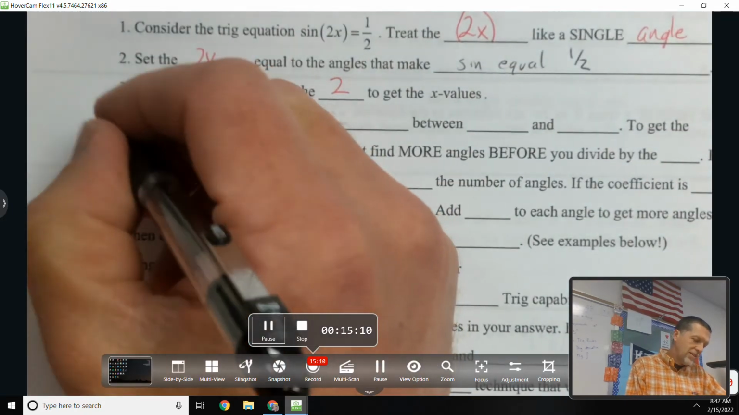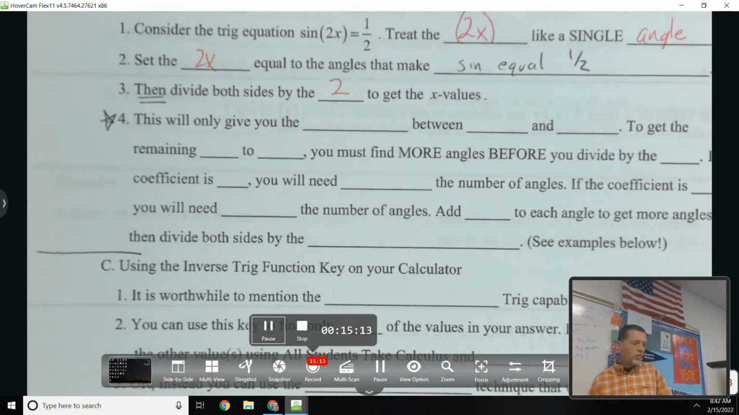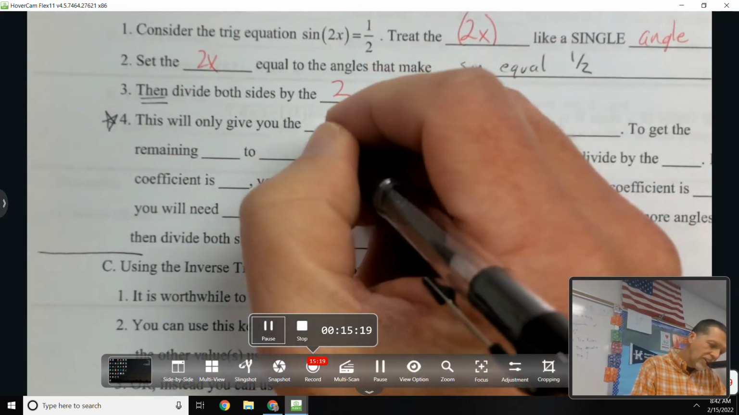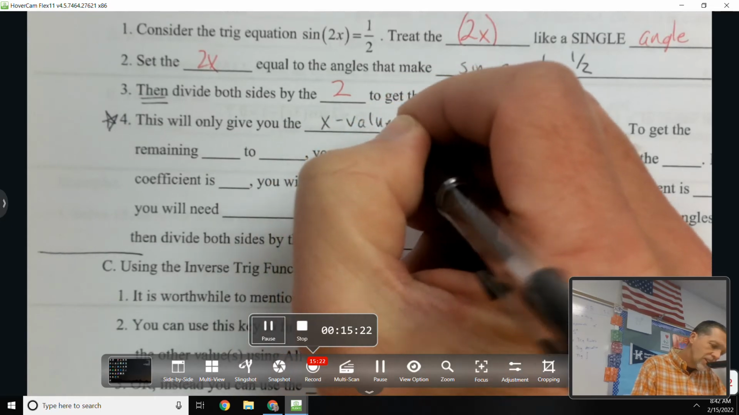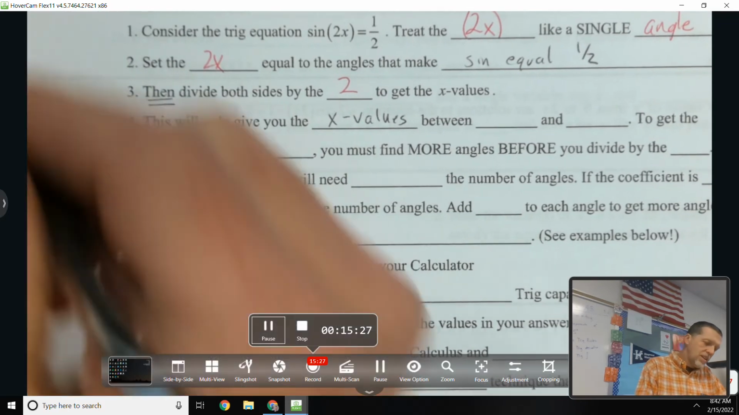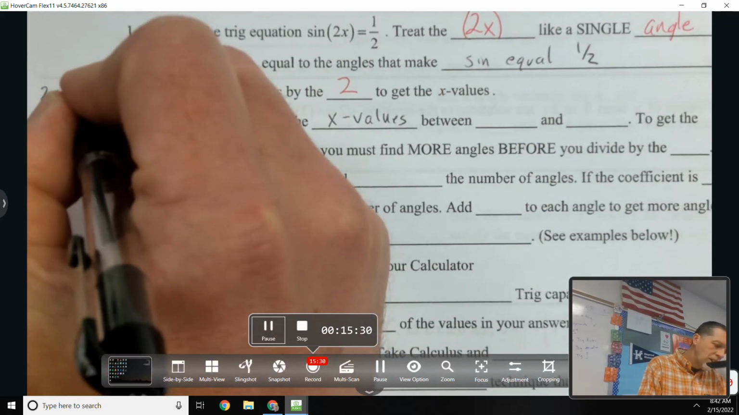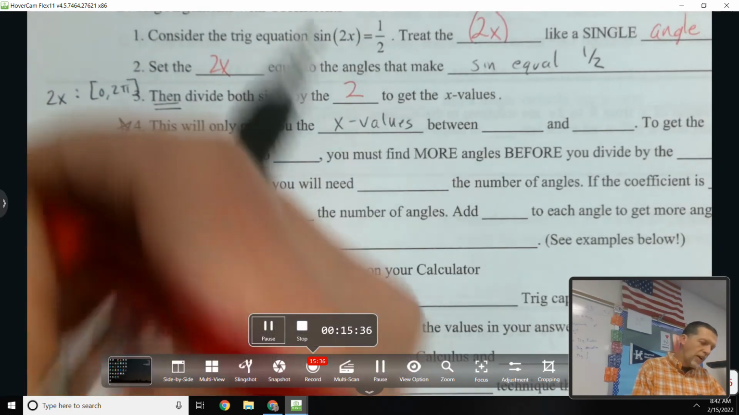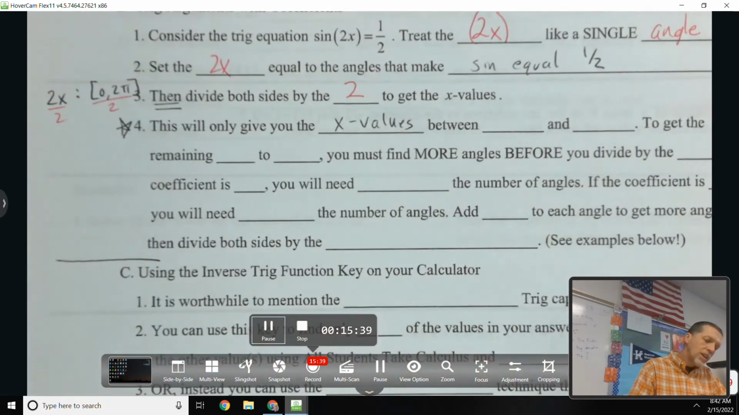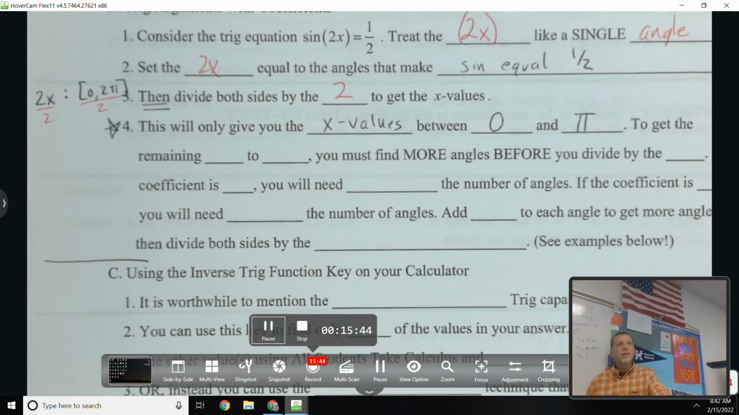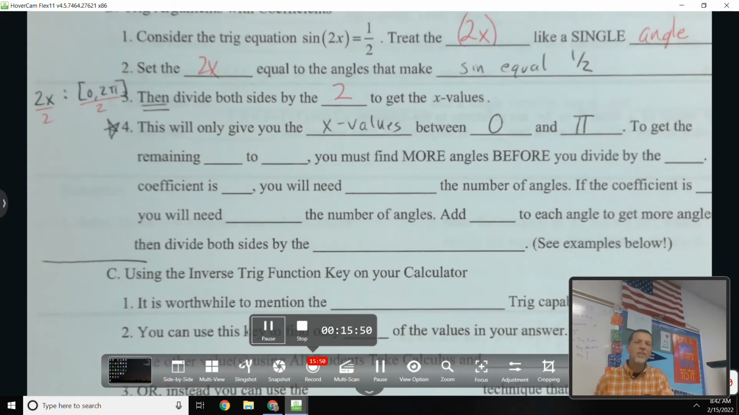However, number 4, when you divide by 2, this only gives you the x values between, well, let's see, we started off as 2x between 0 and 2 pi. If we divide everybody by 2, you end up with your answers between 0 and pi. So your answers aren't wrong, they're just not all of them. They're good answers, it's just not all of the answers.